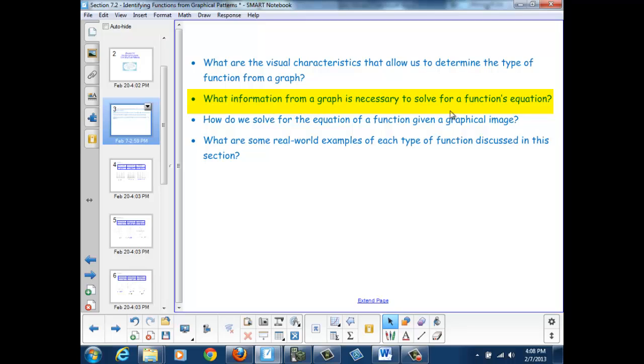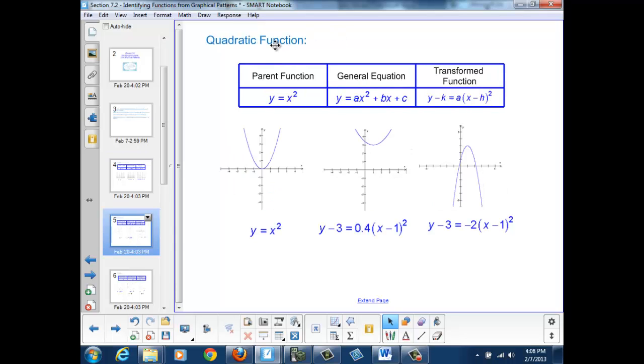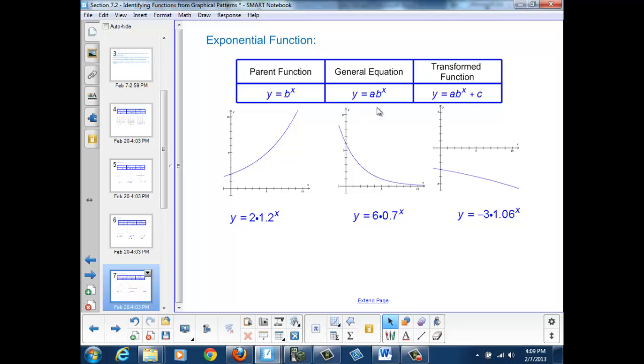What information from a graph is necessary to solve for a function's equation? Well, we need points on the graph. For a linear graph, since the general equation has two unknowns, a and b, we need at least 2 points. For a quadratic function, we have 3 unknowns in our general equation, so we need at least 3 points to set up a system of equations. For the power function, our general equation has 2 unknowns, so we should be able to solve with just 2 points on the power function. The exponential function also has 2 unknowns, so we should be able to solve with 2 points.